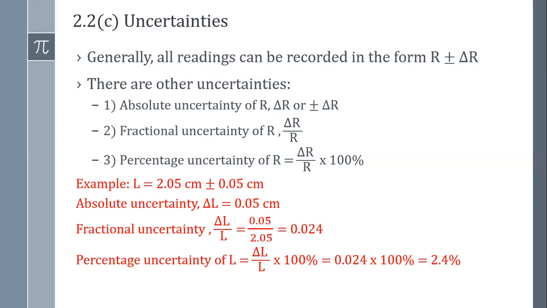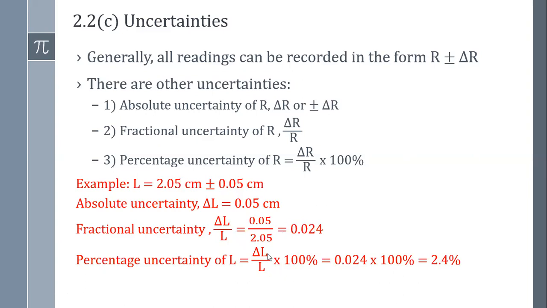So let's say the fractional uncertainty is 1, what does it mean? The uncertainty is the same as the value, like 2 plus minus 2. So the fractional uncertainty is 1. It's a very bad reading. Fractional uncertainty should normally be quite small.